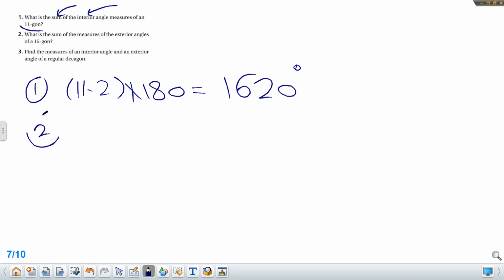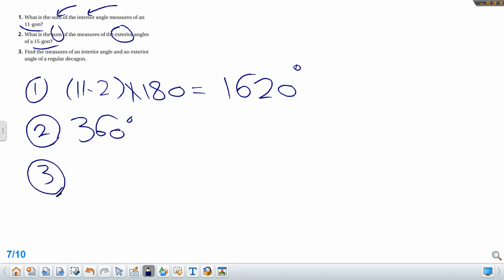Number 2, what is the sum of measures of exterior angles of a 15-gon? The sum of exterior angles of any polygon equals 360, whatever this polygon is, 15-gon, nonagon, decagon, 11-gon, anything. Number 3, find the measures of interior and exterior angle of a regular decagon.